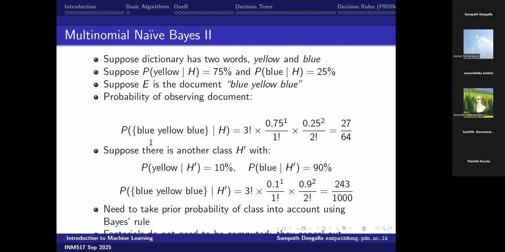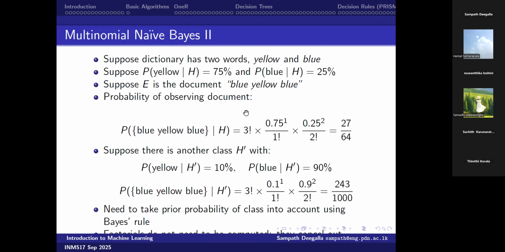Now, let me briefly discuss how they calculate the probability, slightly different from how we calculate probabilities for the naive Bayes. So to explain this, we are going to make some assumptions. We are going to assume that we have two words, yellow and blue, and the probabilities are like this. You have 75% for yellow and 25% for blue. So that is the word appearances.